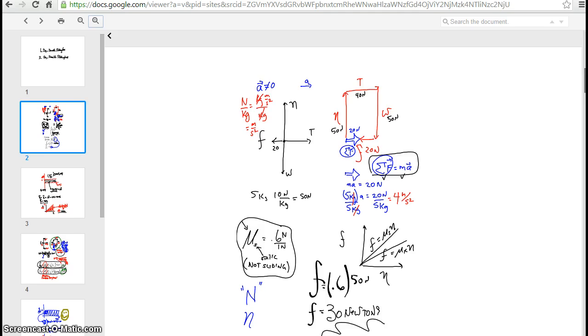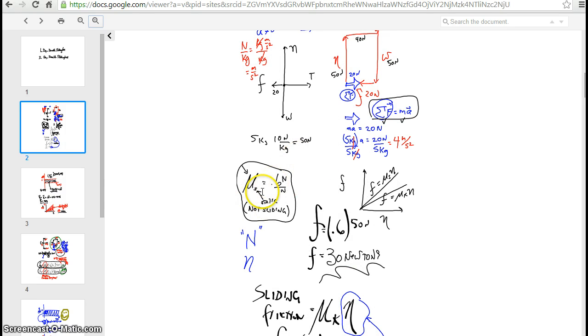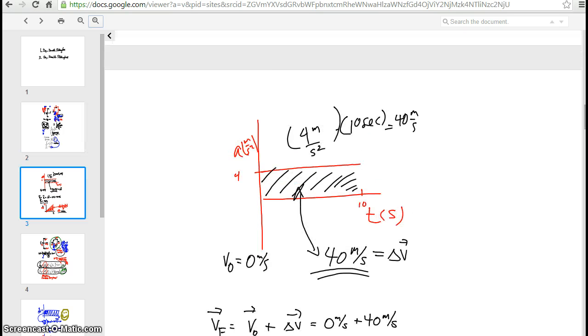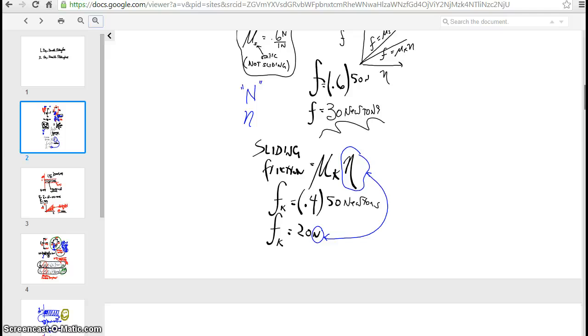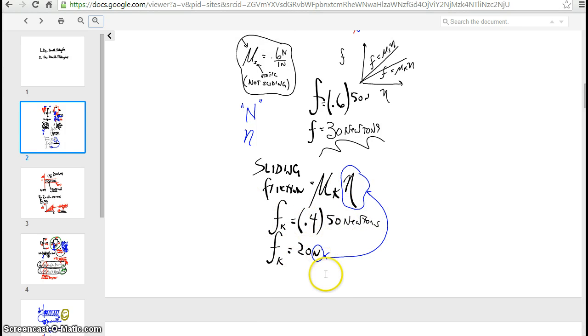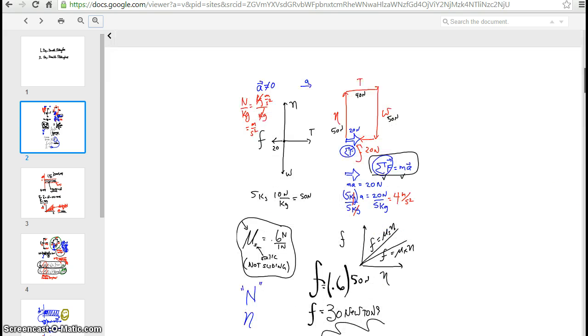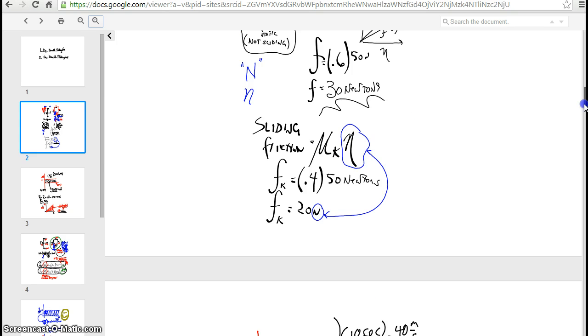That we know that we can assume that here the acceleration is not 0. Here we actually have some acceleration. So what we can figure out is that if we subtract the 20 newtons of friction from the 40 newtons of tension, we get 20 newtons of total force.